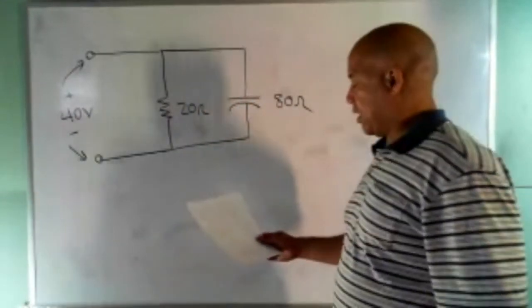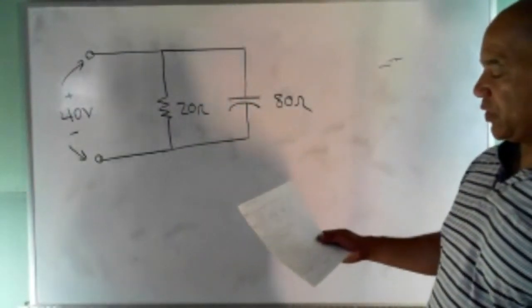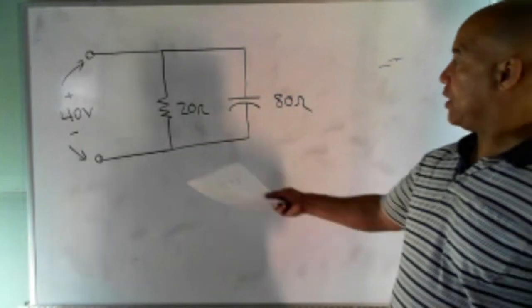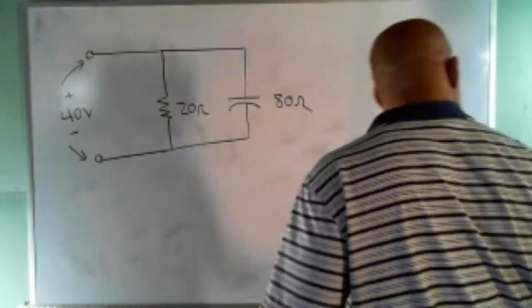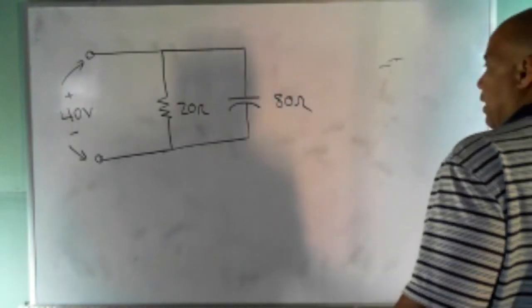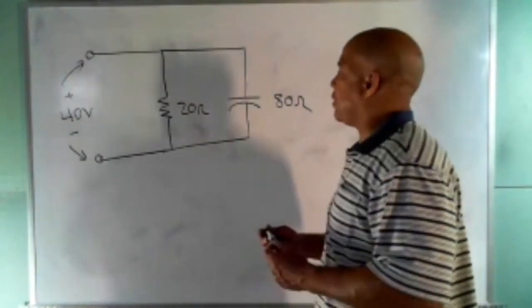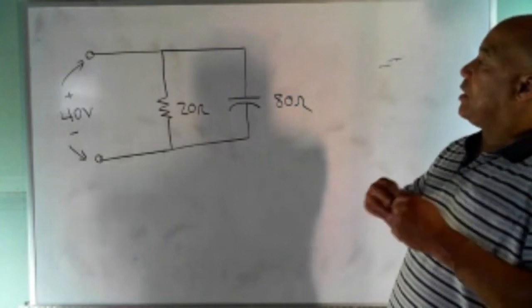So they give us a voltage of 40 volts. We just assume it's AC voltage. They give us a resistor and a capacitor in parallel, 80 ohms for the capacitor, 20 ohms for the resistor, and want to find P, Q, and S.